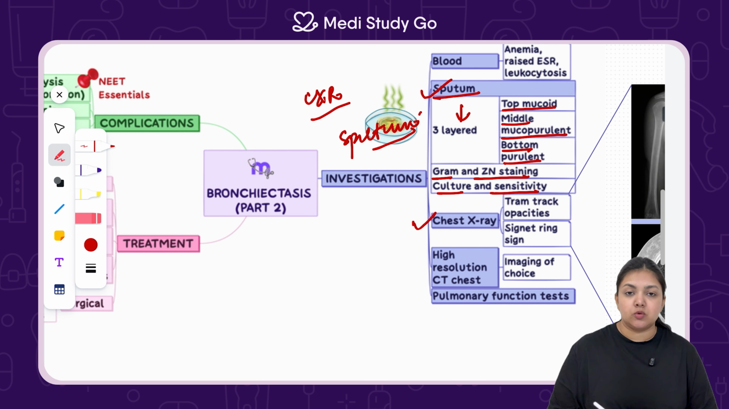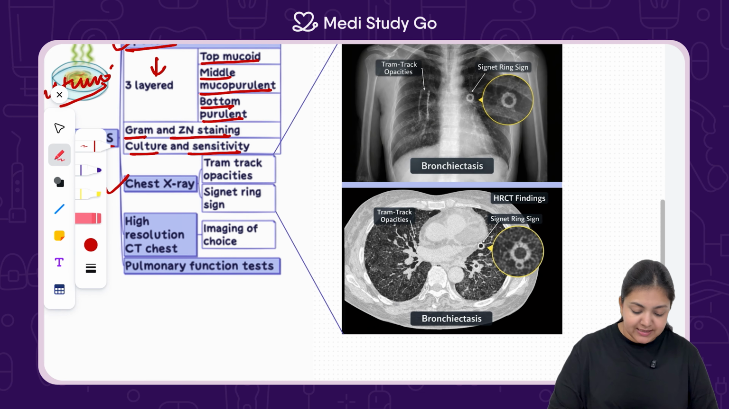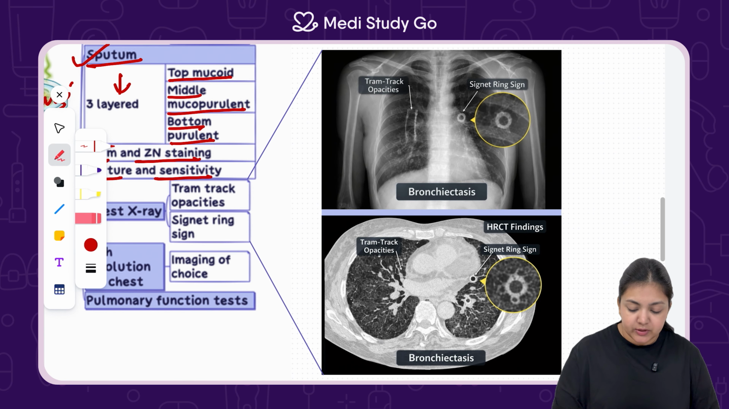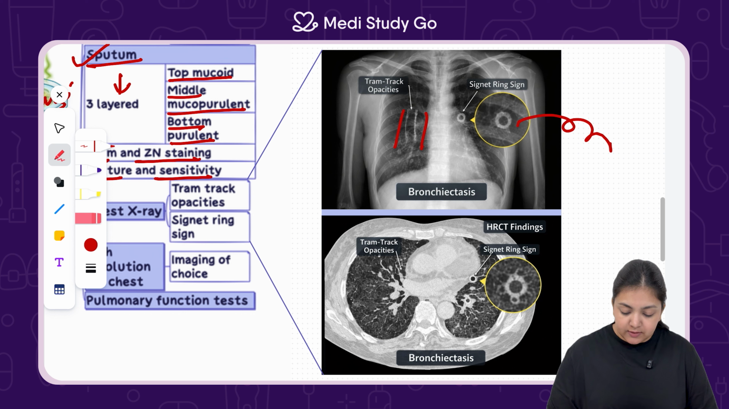Now chest X-ray shows us two specific features. First is tram track opacities, and second is signet ring sign. Signet ring sign looks like this, and tram track is this, because of deposition of mucus. Even on scans like CT scan, we can see tram track opacities and signet ring signs. So these are two characteristic features seen in bronchiectasis on imaging, not on blood reports or sputum analysis, but on chest scans, which are X-ray and CT.